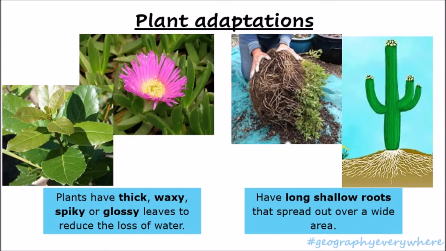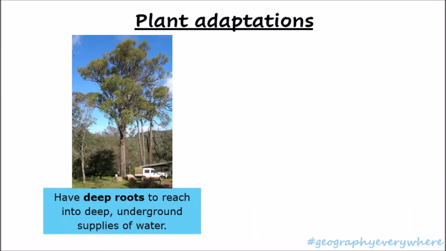Some plants also have long, shallow roots spread over a wide area. This is so that if it rains, the roots will be able to soak up all of that water. Some plants also have deep roots, which reach into deep underground supplies of water.